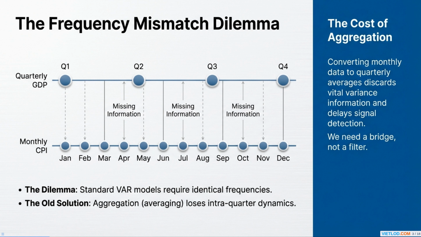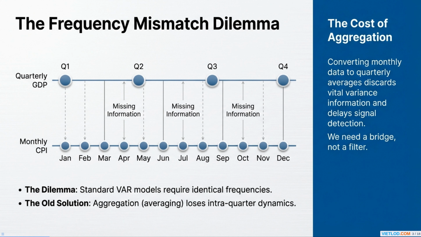This slide visually presents the core problem we're addressing, the frequency mismatch dilemma. On the left, we see a timeline illustrating how quarterly data, like GDP, provides only 4 data points per year, while monthly data, such as CPI, offers much higher frequency observations. The gaps between the quarterly GDP releases highlight missing information that exists at the monthly level.